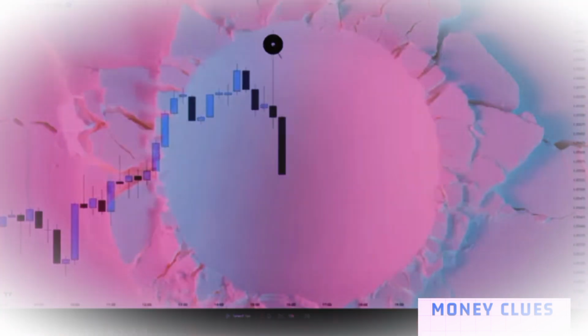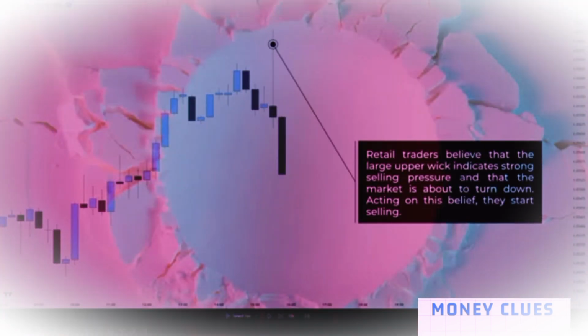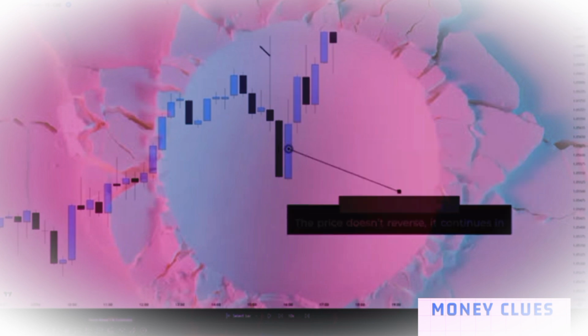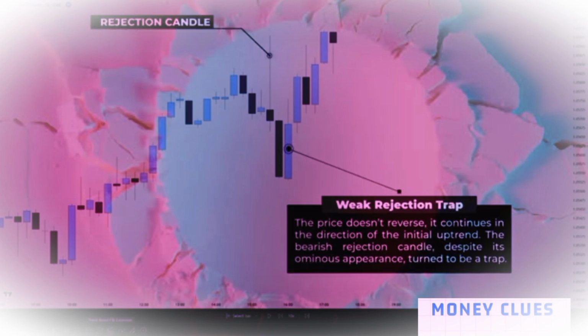Retail traders, noticing this bearish rejection candle, interpret it as a signal that the uptrend is running out of steam and that a reversal is imminent. They believe that the large upper wick indicates significant selling pressure and that the market is about to decline. Acting on this belief, they start selling, expecting to profit from the anticipated downturn. However, contrary to the expectations of retail traders, the price does not reverse.